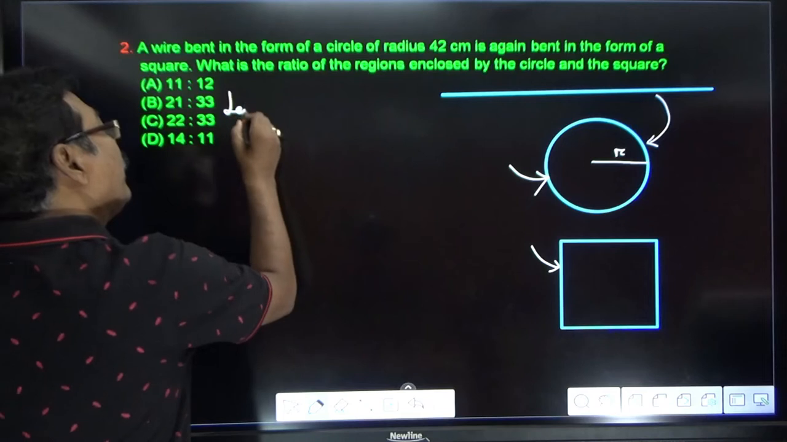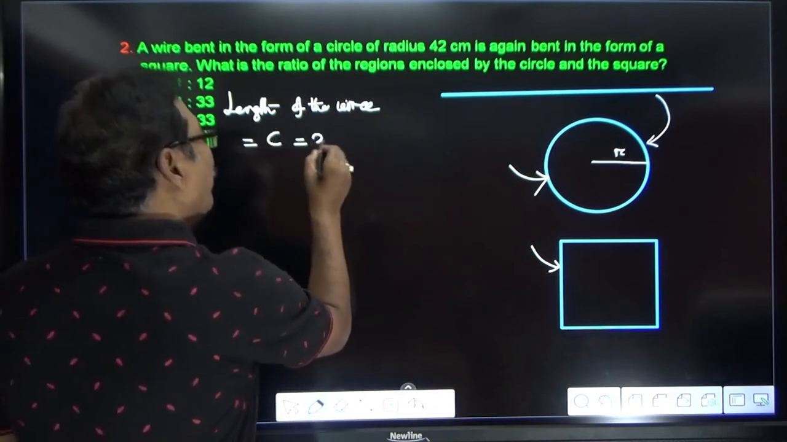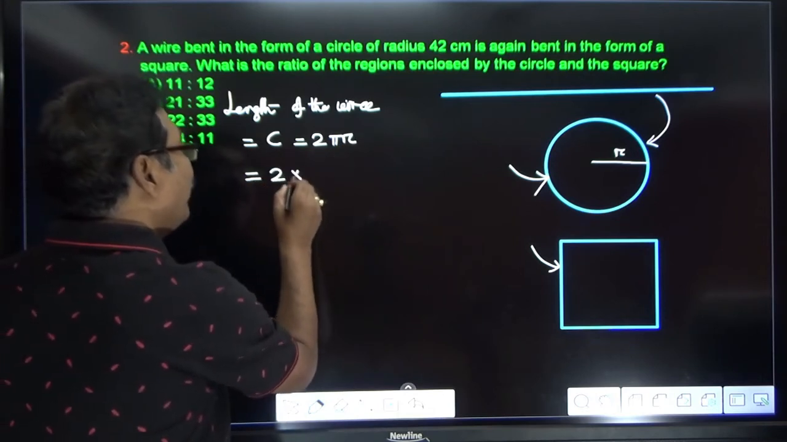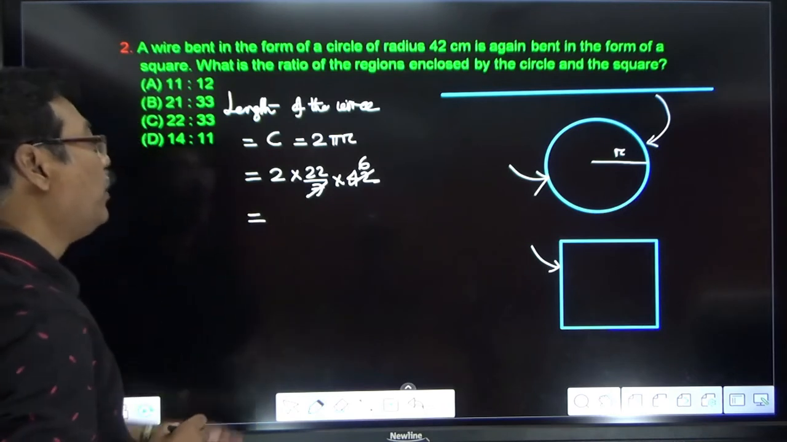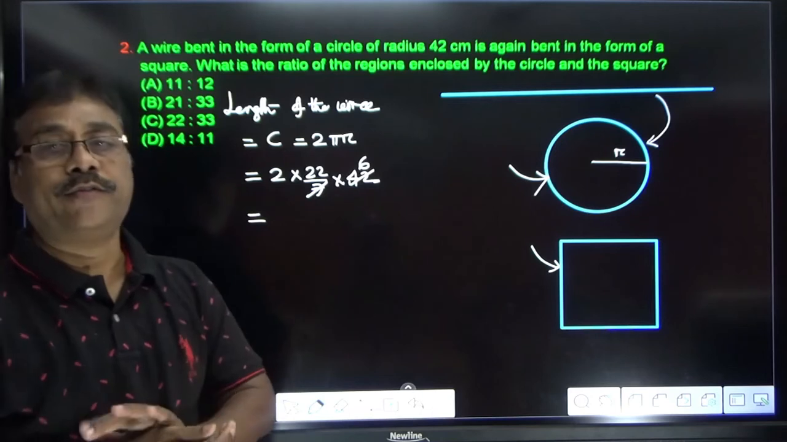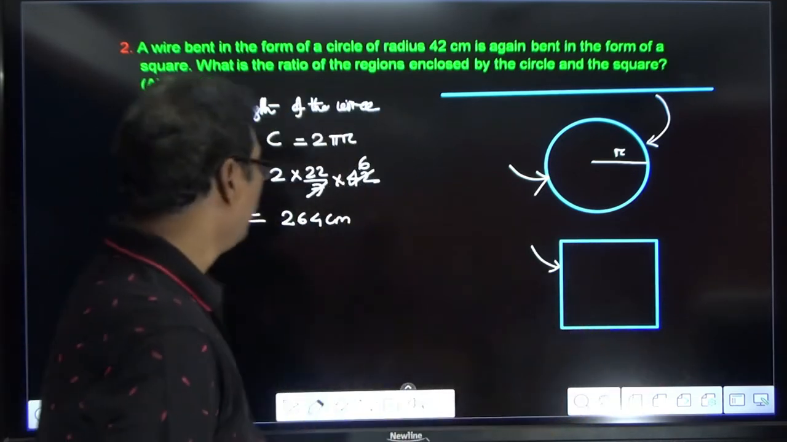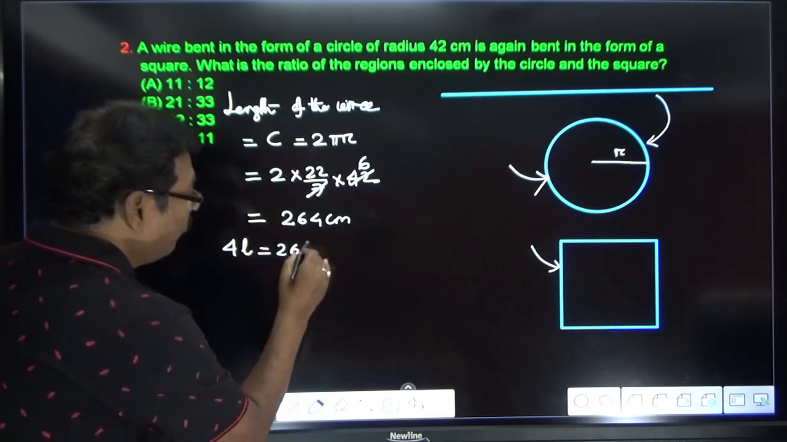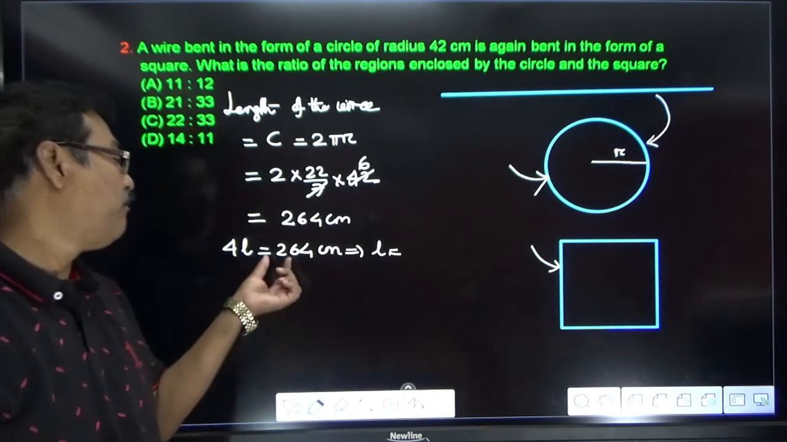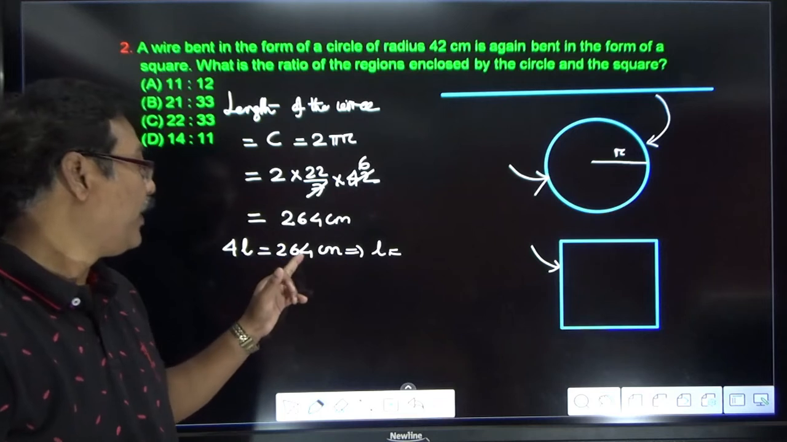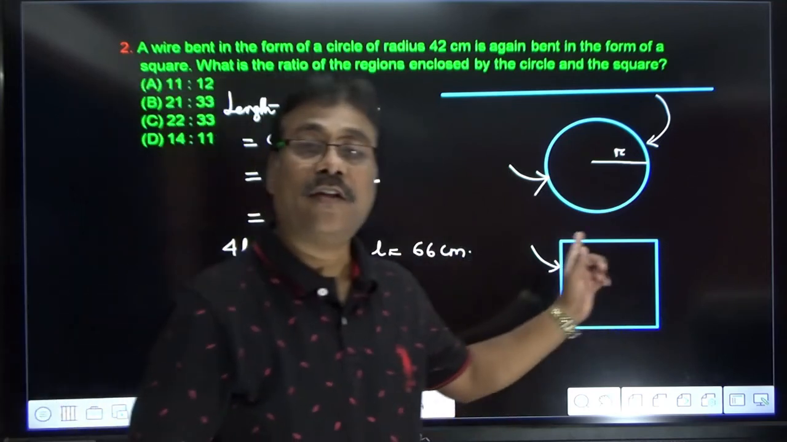So, length of the wire is equal to C, that is equal to 2 pi r. So that makes it 2 into pi is 22 by 7 and r is equal to 42. So this 7 gets cancelled, gives me 6. And it is giving me 2 into 22, 44, 44 into 6, I think it is giving me 264 cm. And that is the perimeter of this. So 4 into L is equal to 264 cm, implies L is equal to, I have to divide it by 4 to get the answer. So if I divide it by 4, 4 sixes are 24, then we are getting 66 cm. So that is the length of each side.